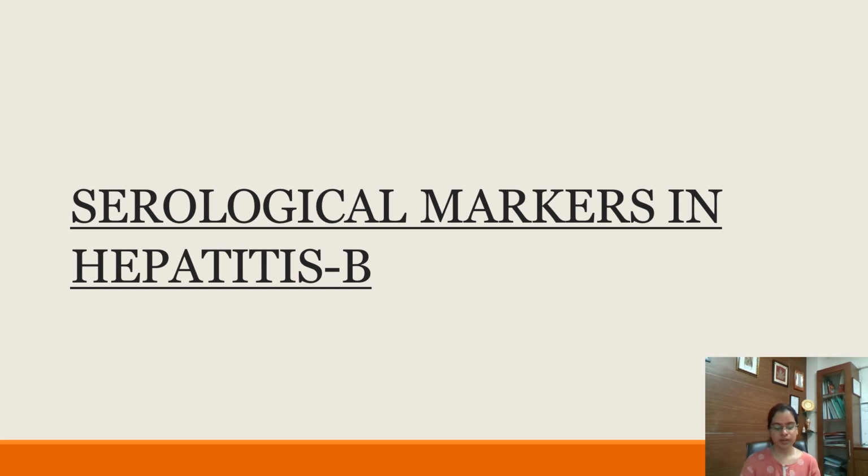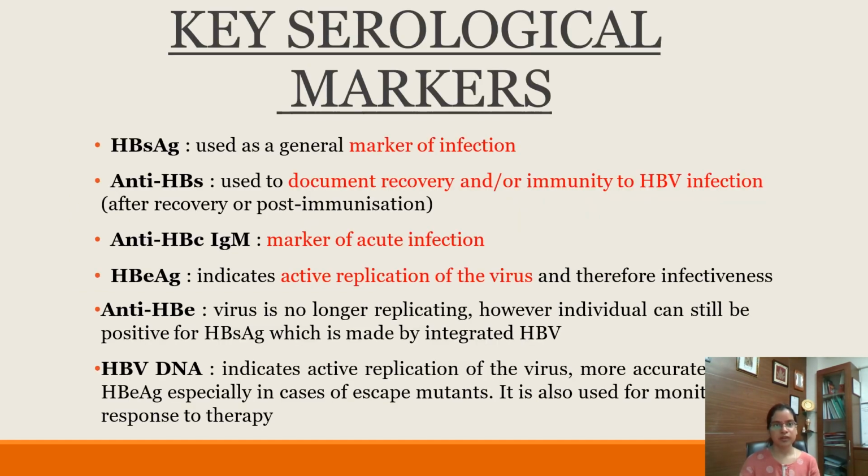Now serological markers in hepatitis B. First there is HBs antigen, which is used as a general marker of infection. Then the antibody to HBs antigen is anti-HBs. It is a protective antibody. It is used to document recovery or immunity to HBV infection. Then anti-HBc IgM, this is the antibody against the core antigen. It is a marker of acute infection. HBe antigen indicates acute replication of the virus and therefore infectiveness.